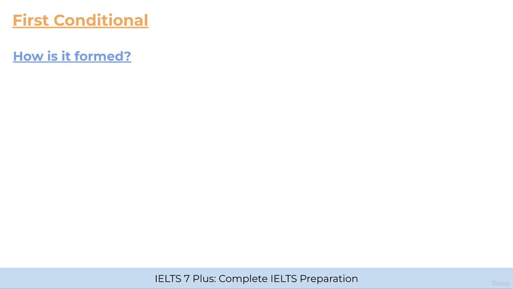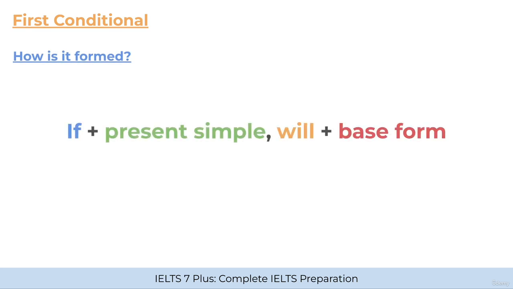And we have a formula for you. If plus present simple, then we have our will, and then followed by our base form of the verb. So this is how we form the first conditional. So you can see it starts the same as the zero conditional. You think, oh, this might be similar. And then it takes a detour there with the future tense with will.